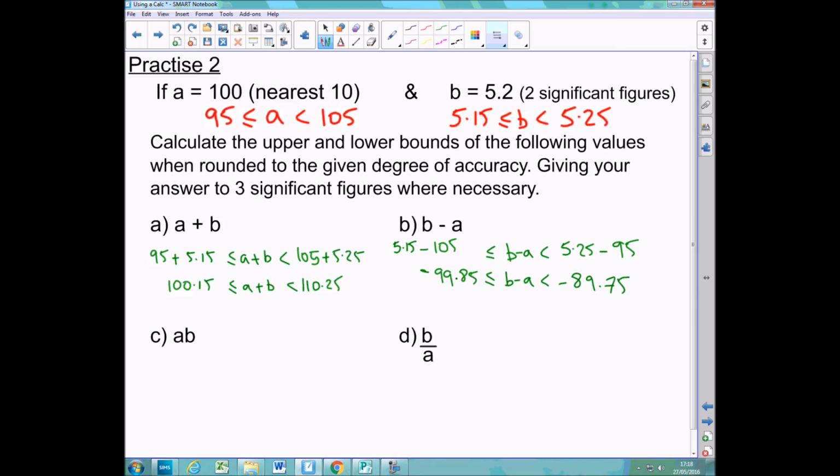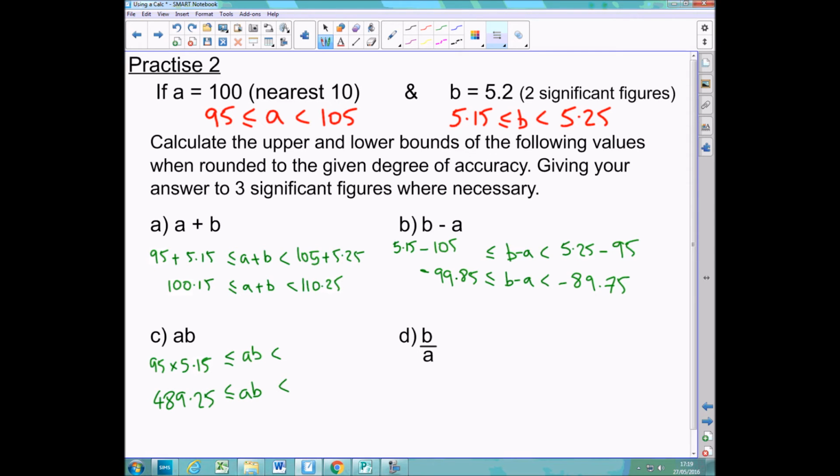In the next question, I'm doing times. I'm doing A times B. Okay, in this case, again, it's just like addition. The lower bound, I'm going to do 95 times the 5.15, the two lower bounds multiplied together. And this gives me a value of 489.25.